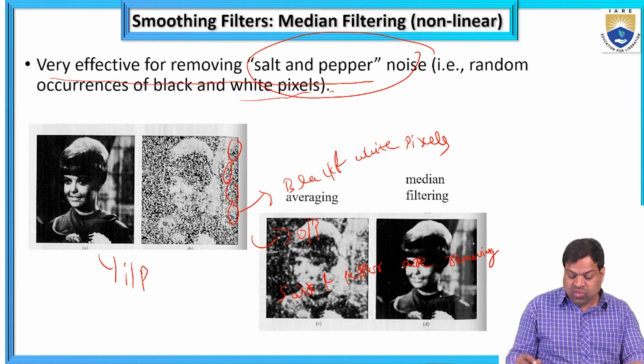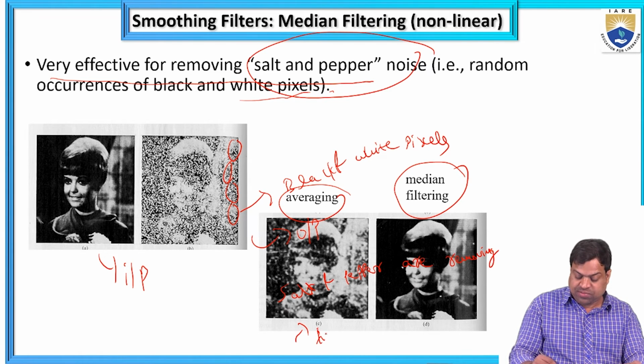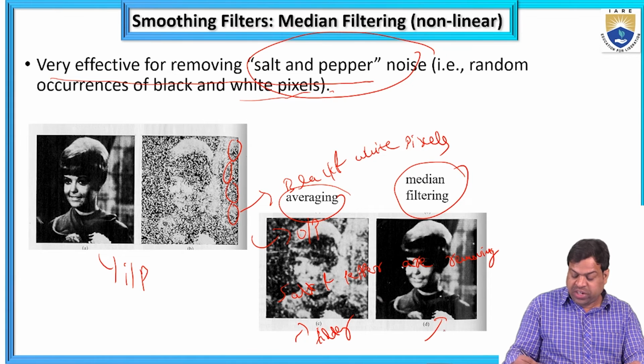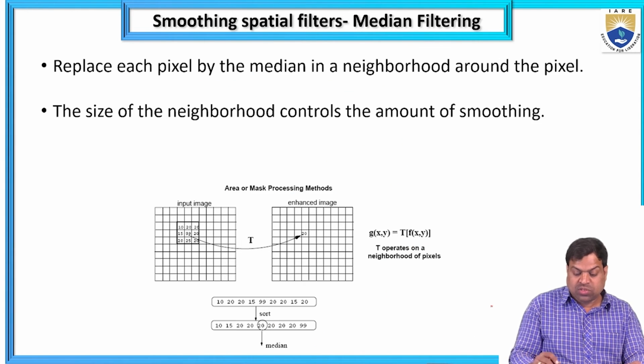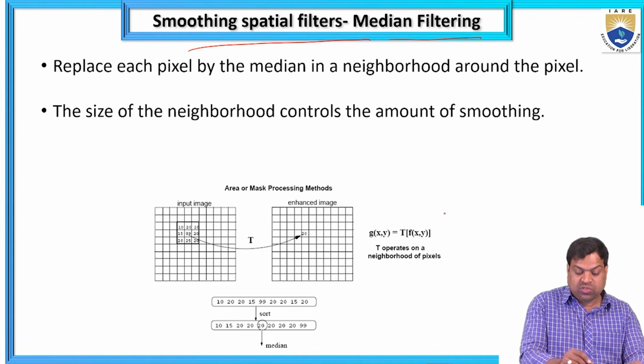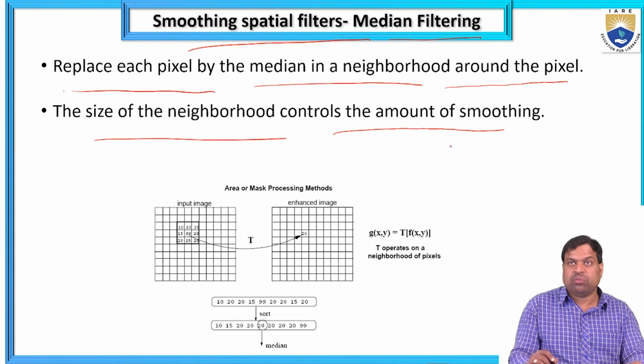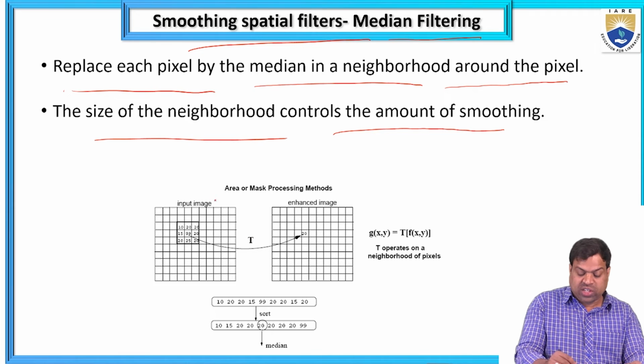So there is another one. It is an averaging filter, and it is a median filter. Okay. So averaging filter. It is median filtering. So smoothing spatial filters with median filtering. I am applying this median filter here. So replacing each pixel by the median in the neighborhood around the pixel, and the size of the neighborhood controls the amount of smoothing. Okay. So the input image, and it is the enhanced output image.